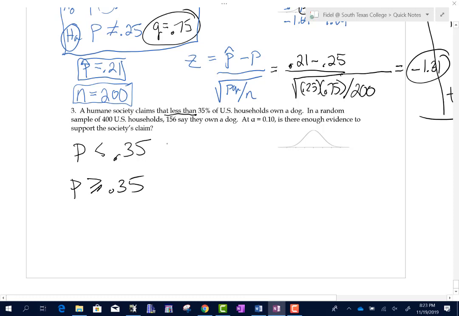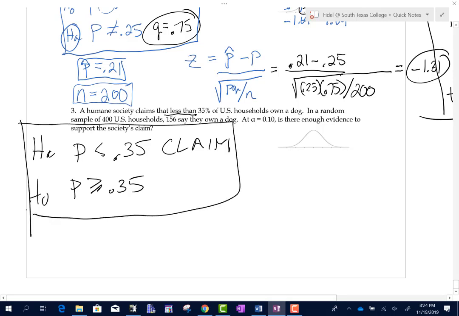Now, the top one was the claim. I think it's always easier to write the claim because it's clearly stated. It's usually the first sentence, right? Now, between those two, which is my H0 and which is my HA? Top is HA. There's my HA. And the bottom, right? H0. H0 always has an equal sign, right? Okay, so let's take a look here.